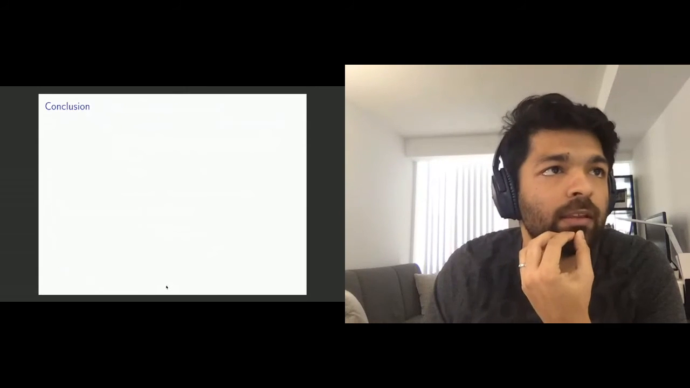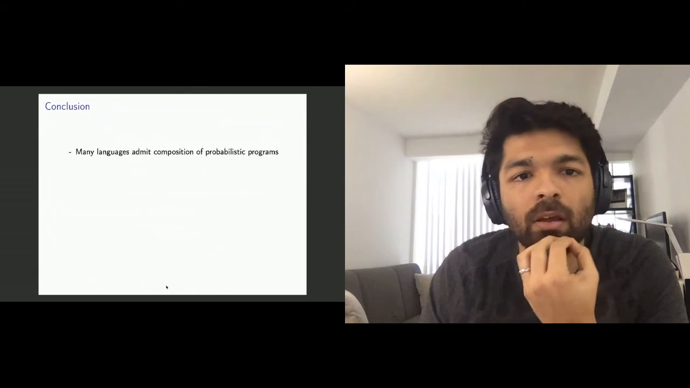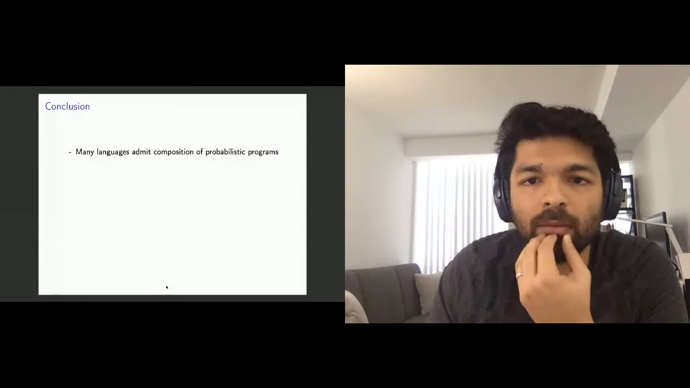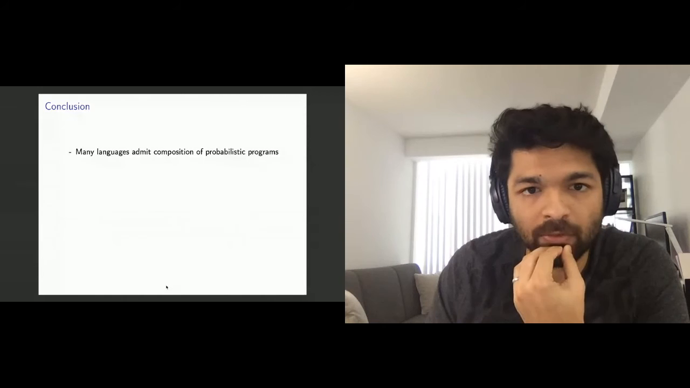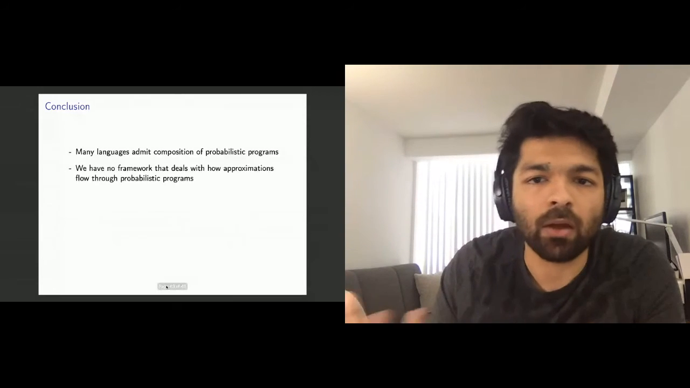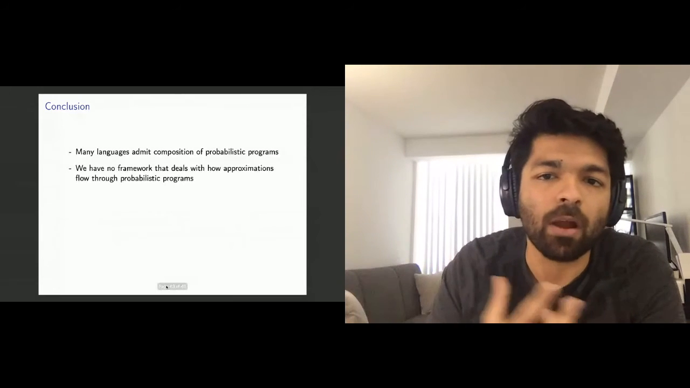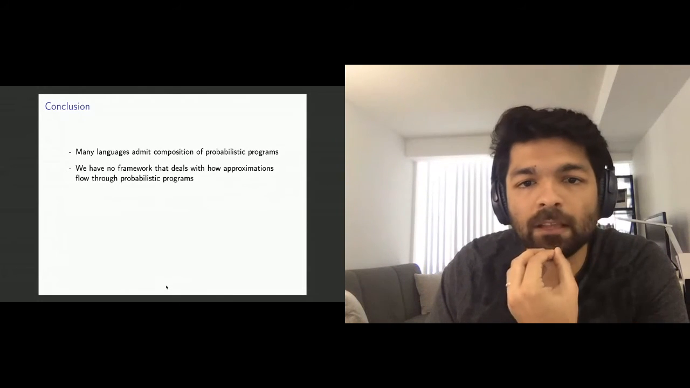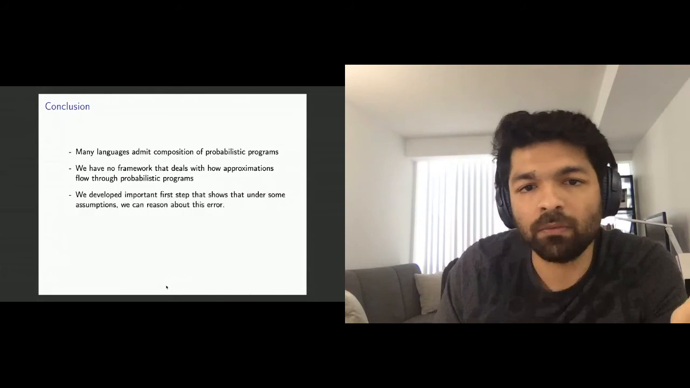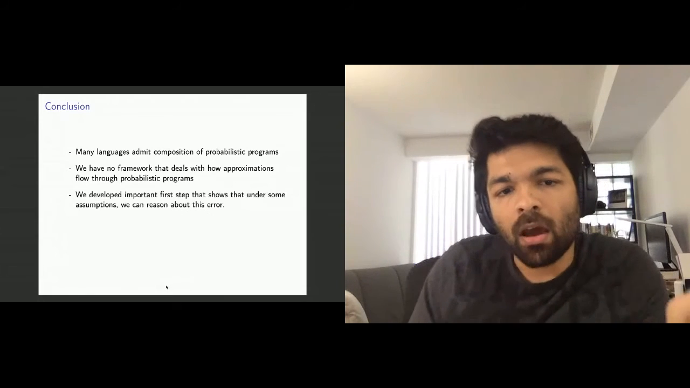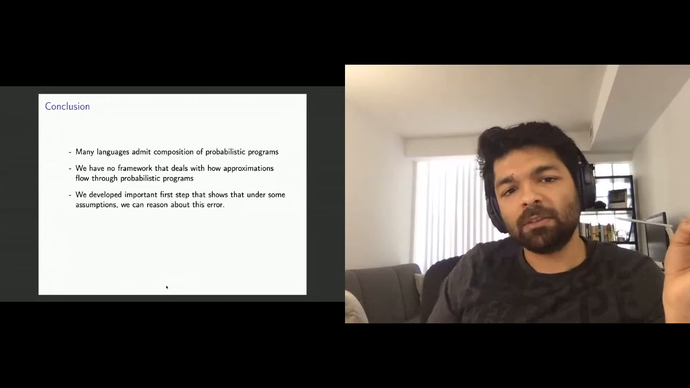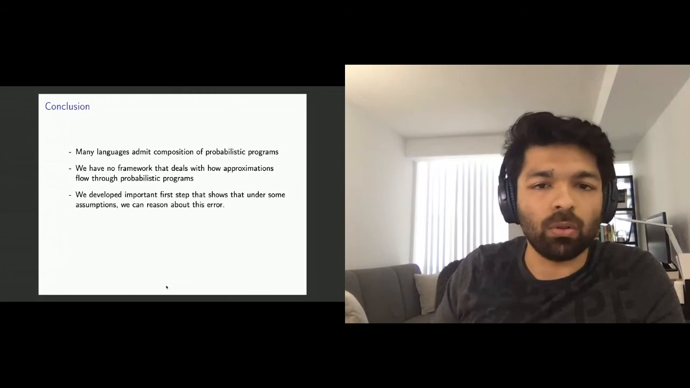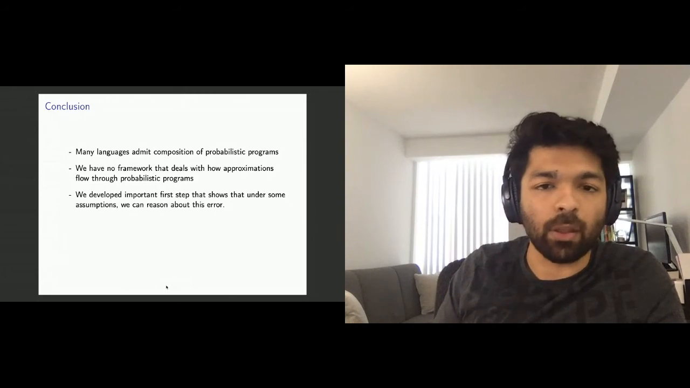Finally, to conclude, there are many languages that admit composition of probabilistic programs. Currently, we have no framework that deals with how approximations flow through these programs. So in this work, we developed an important first step that, under some assumptions, shows that we can reason about this error, and we can give some bounds and control over how the error flows.